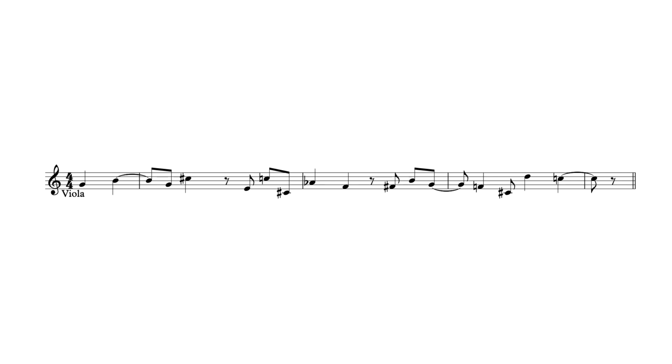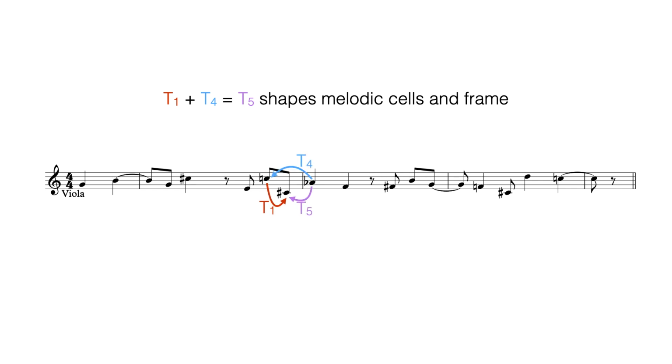The same constellation of intervals, 1, 4, and 5, resonates in the melody also, both in its smaller intervallic cells and the final notes of each of its 3 phrases. There are 2 little packages of these intervals, C, C sharp, A flat, and F sharp, G, B.